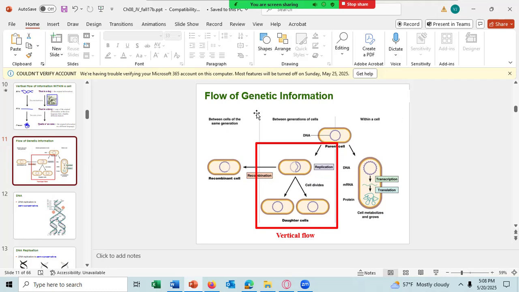In the flow of information between generations of cells, the DNA from the parent cell replicates. Each DNA molecule moves to one end of the cell, and then the cell splits down the middle to make two daughter cells. Both of them are copies of the parent cell. Any questions about any of that?